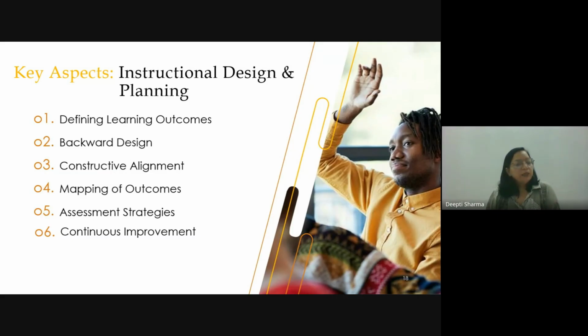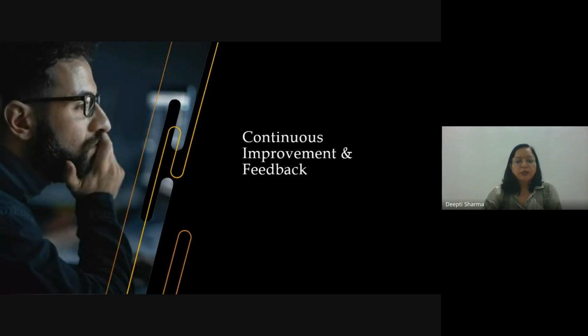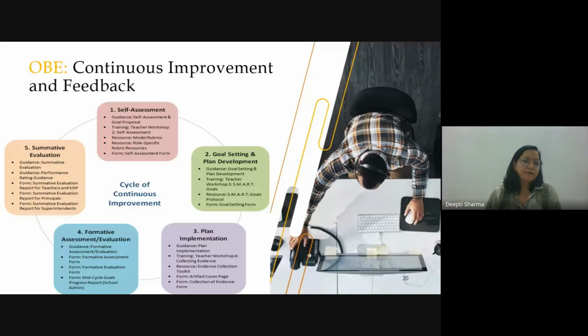And the backward design should be there. We will discuss the backward design. The constructive alignment should be there: the alignment of each and every course outcome with the program outcome, the program specific outcome, the program educational outcome, and after that, the student learning outcome. The mapping of outcomes, the assessment strategies, and continuous improvement should be there. So let's discuss the last part, that is continuous improvement and feedback.